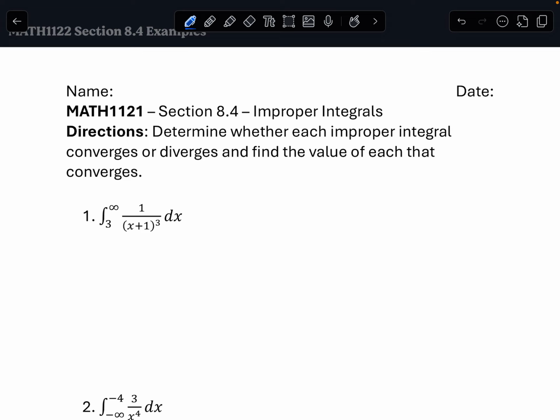So I want to determine whether each improper integral converges or diverges and find the value of each that does indeed converge. So the integral from 3 to infinity of 1 over (x plus 1) cubed in that denominator, dx. So applying this formula, this makes the limit as b approaches infinity of the integral from 3 to b of 1 over (x plus 1) cubed dx.